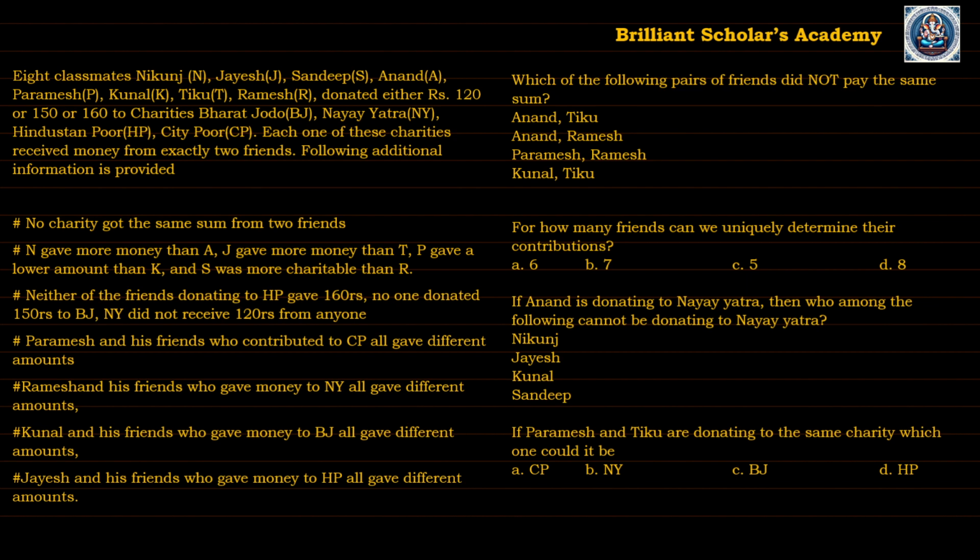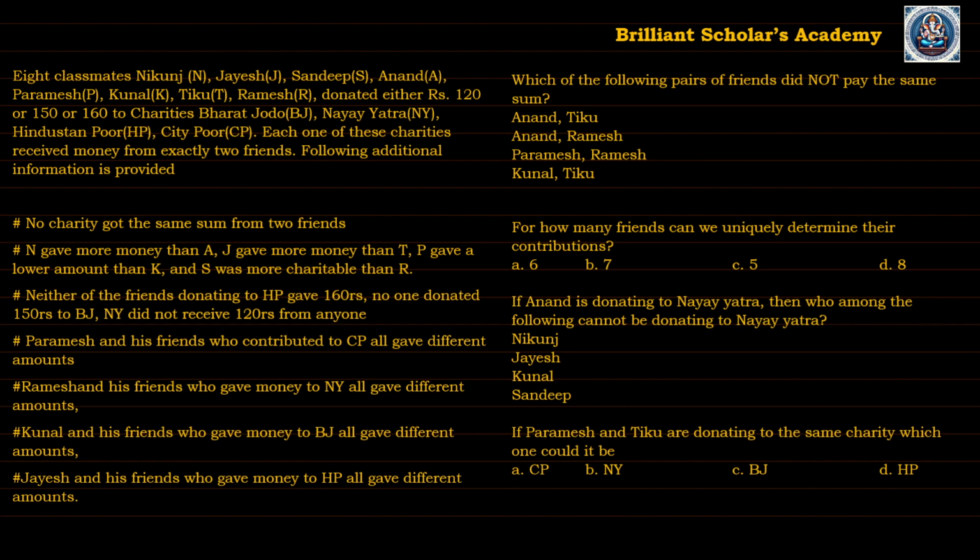8 classmates, Nikunj, Jayesh, Sandeep, Anand, Parmesh, Kunal, Tiku, Ramesh, donated either rupees 120 or 150 or 160 to charities: Bharat Jodo, Nyay Yatra, Hindustan Poor, City Poor. So there are 8 people and everybody will donate one of the sums, either 120 or 150 or 160, and there are 4 charities. So that gives me an idea. Maybe every charity is getting money from 2 people. Has it been mentioned? No. But let us see. Each one of these charities received money from exactly 2 friends.